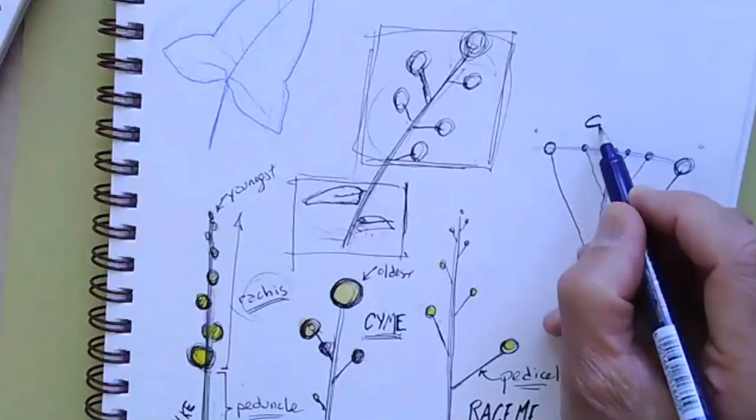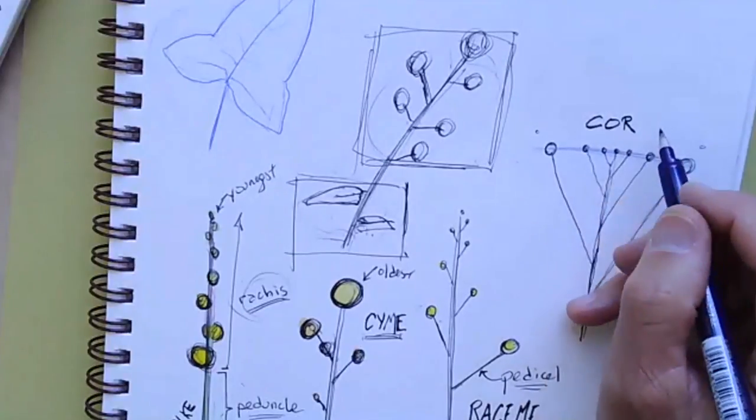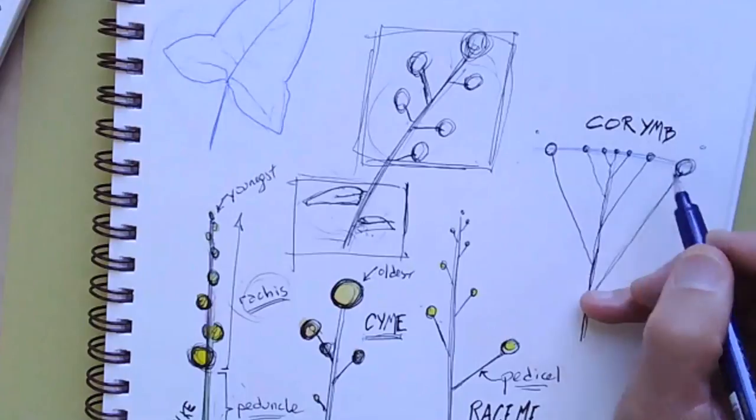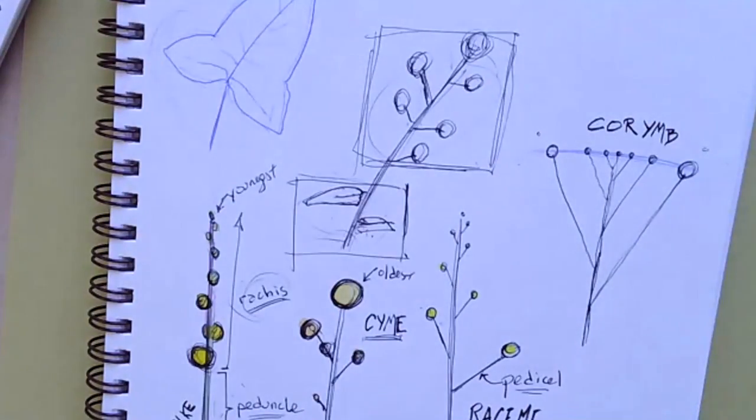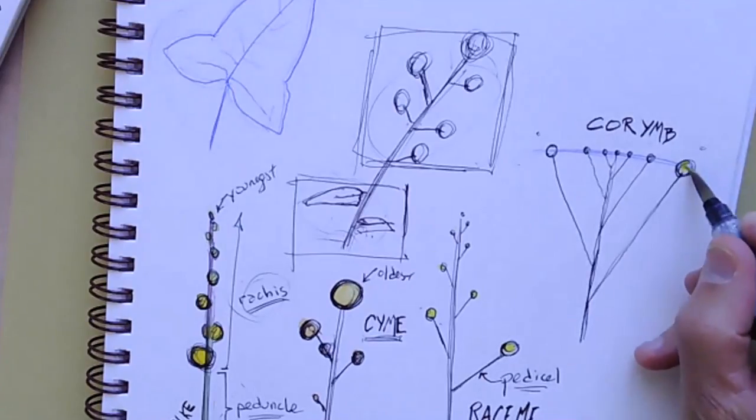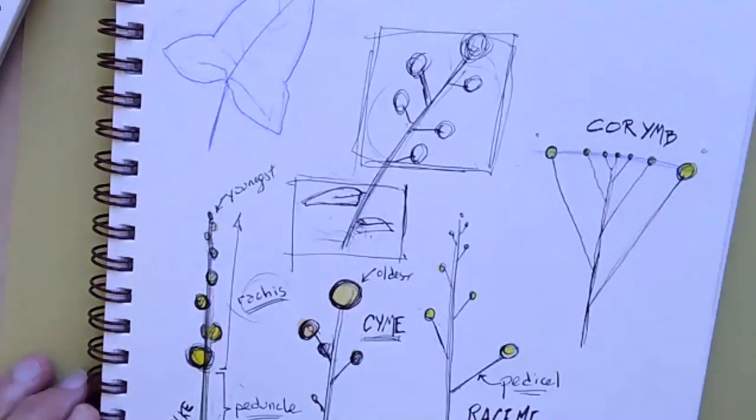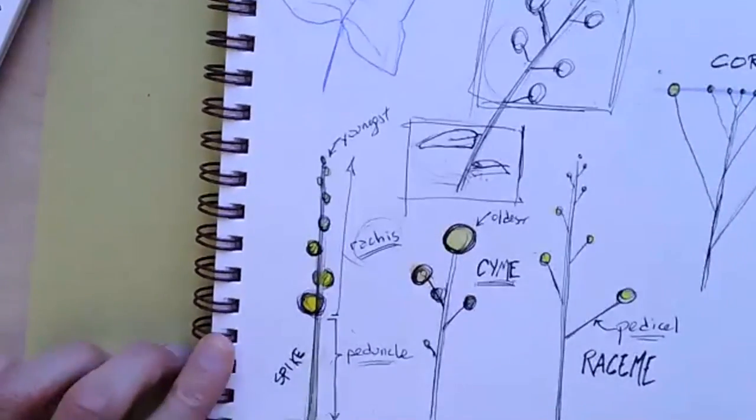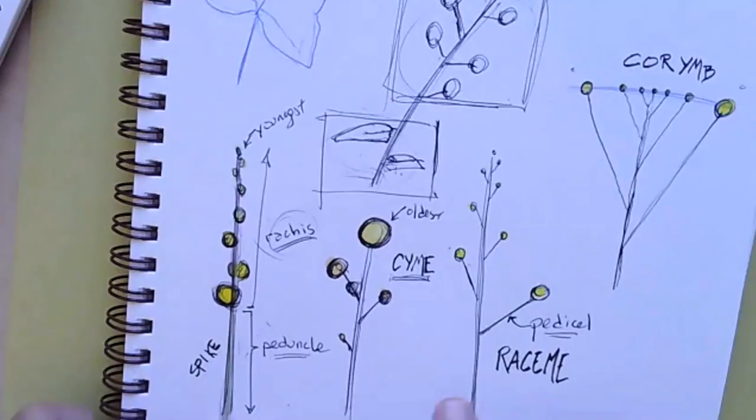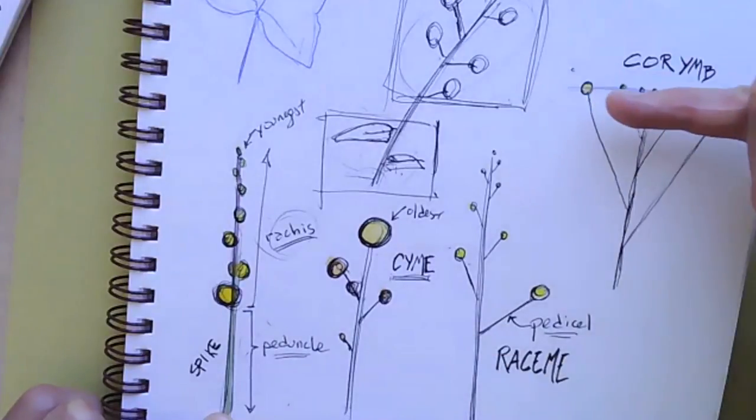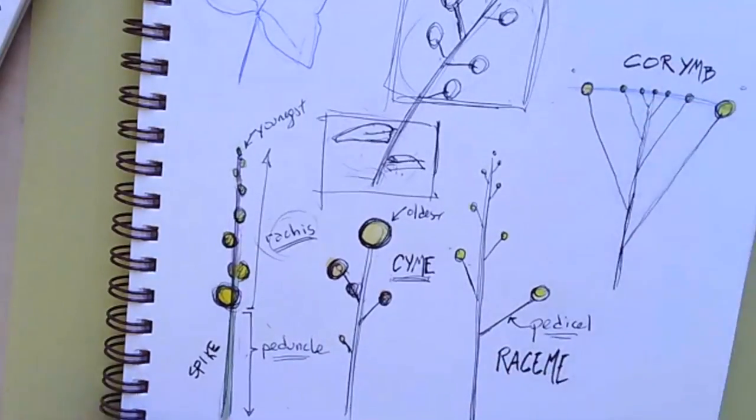But this is a corymb, C-O-R-Y-M-B. Should be ending like that, but we've got a silent B at the end of it. Why? Because we can. So I think an easy way to think about this then is you're going to start with the spike and then you can push the flowers out on pedestals. You can then push those up all the way to the same height and then you go from the raceme to the corymb.